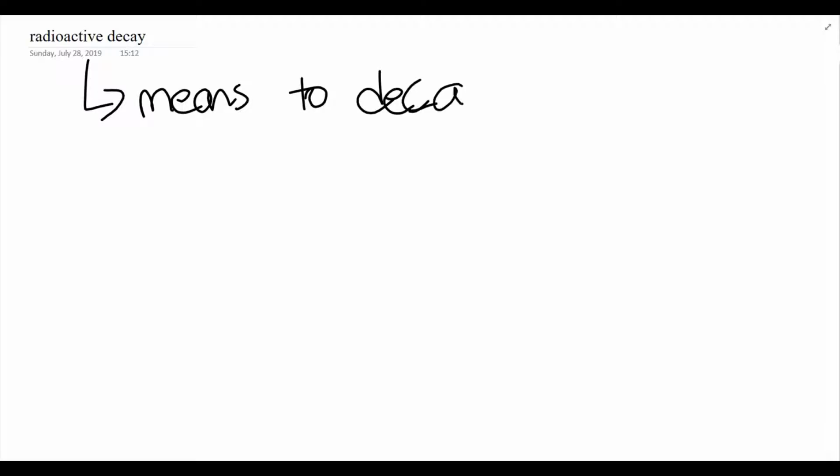All right, we're going to be talking about radioactive decay today. Radioactive decay basically just means that certain things decay over time. So the certain elements that do this are going to be listed on the front of our reference tables.